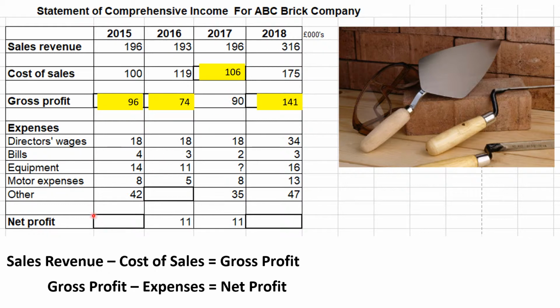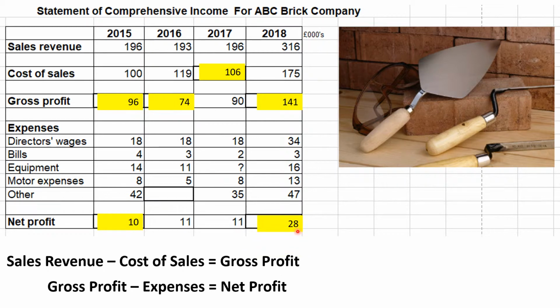Okay, we're now looking at the bottom. We're looking now at gross profit minus expenses equals net profit. So our gross profit was 96. We have all our expenses here. If we take them off from our gross profit, we will have our net profit of 10. If we go here, we're doing exactly the same. We've got 141 for our gross profit. We take off all our expenses.